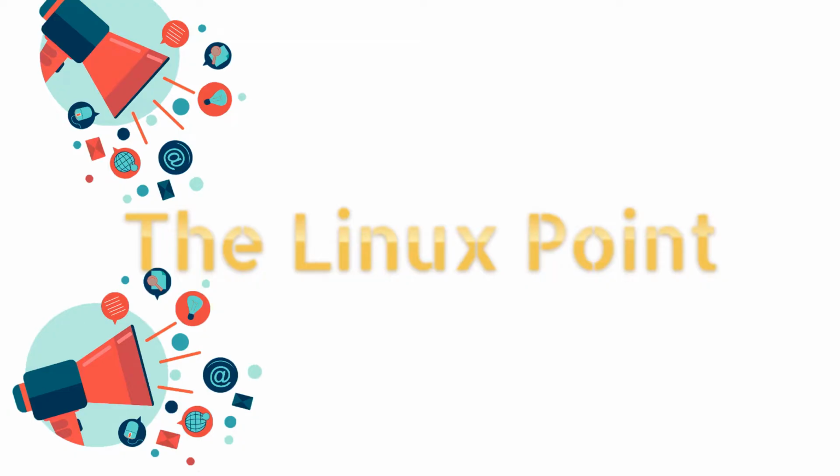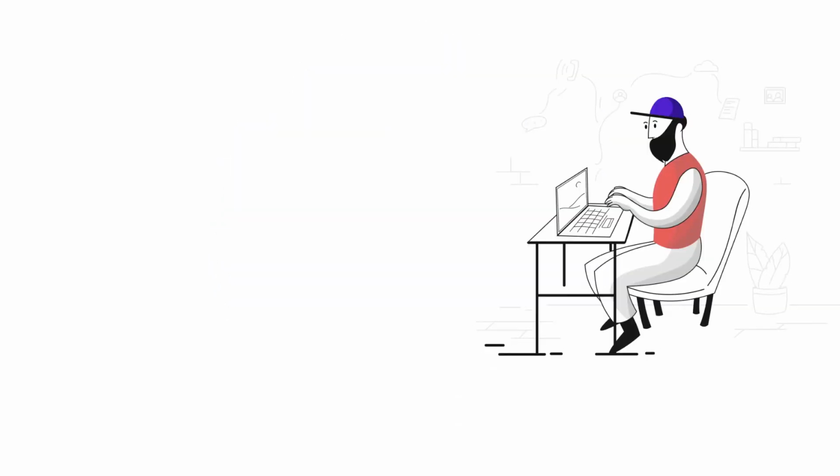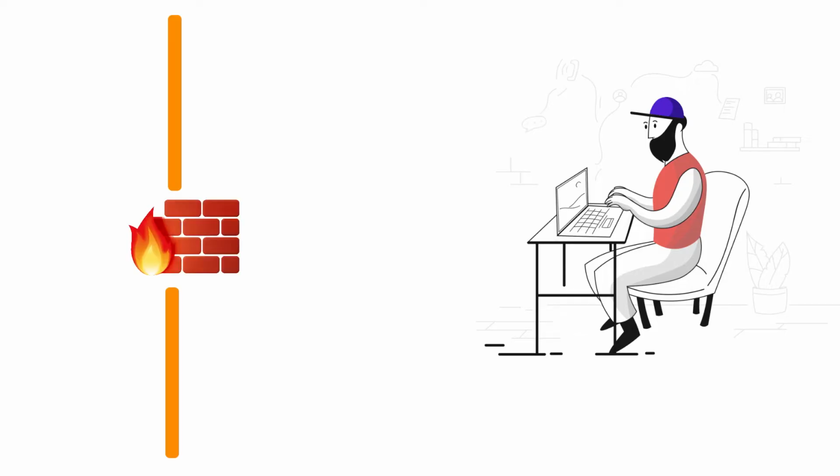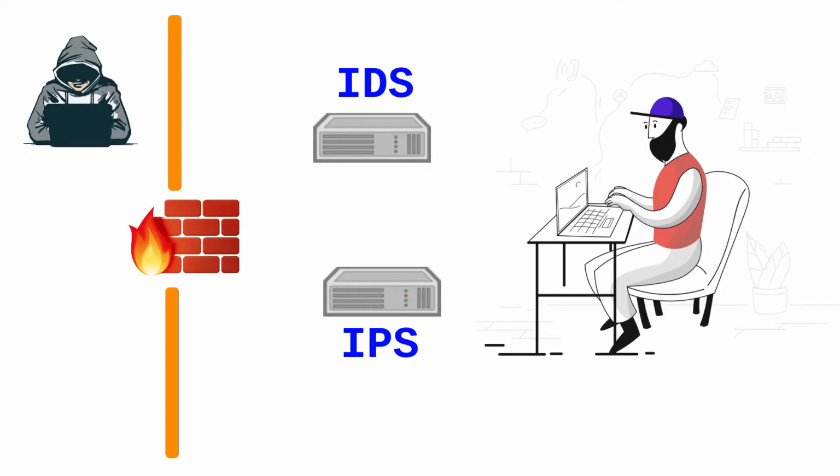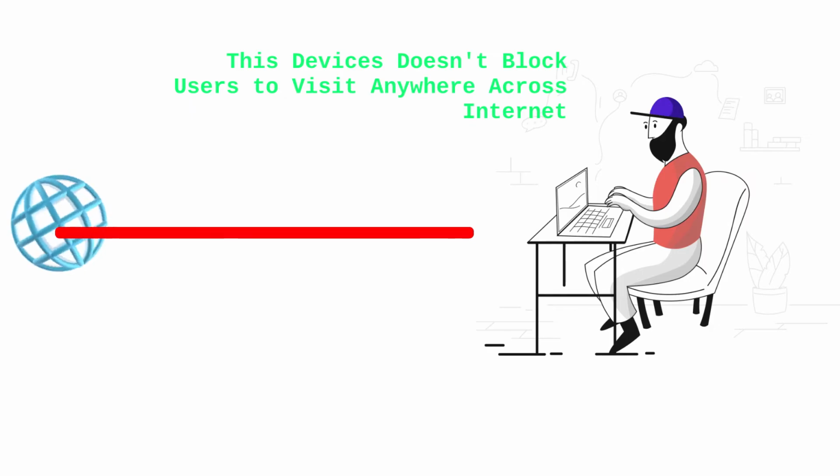Today in this video we are going to discuss how a reverse shell works. While using the internet, you are protected by various devices such as a firewall. Also, if you have an IDS, which is an intrusion detection system, or an IPS, which is an intrusion prevention system, all these devices provide network security from outside connections. But these devices only block the incoming threat and don't block you from visiting anywhere in the internet world.